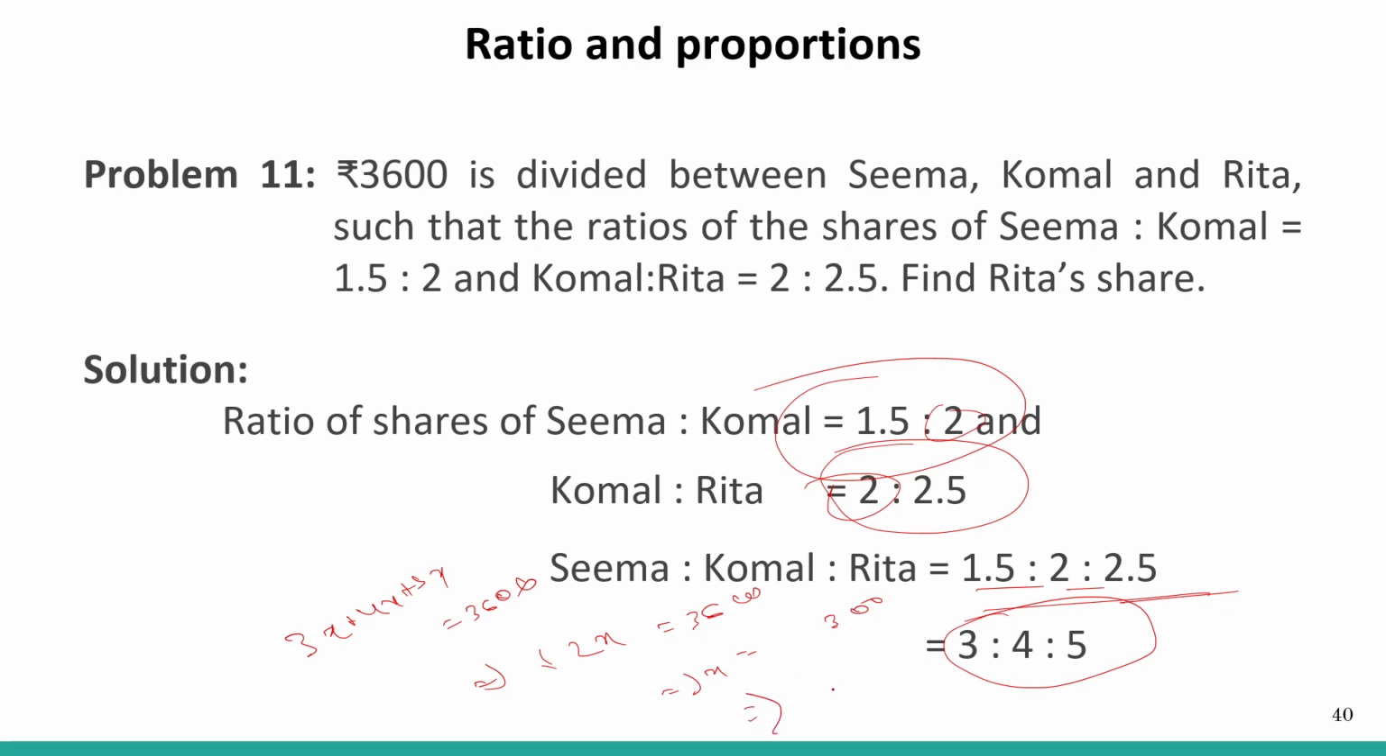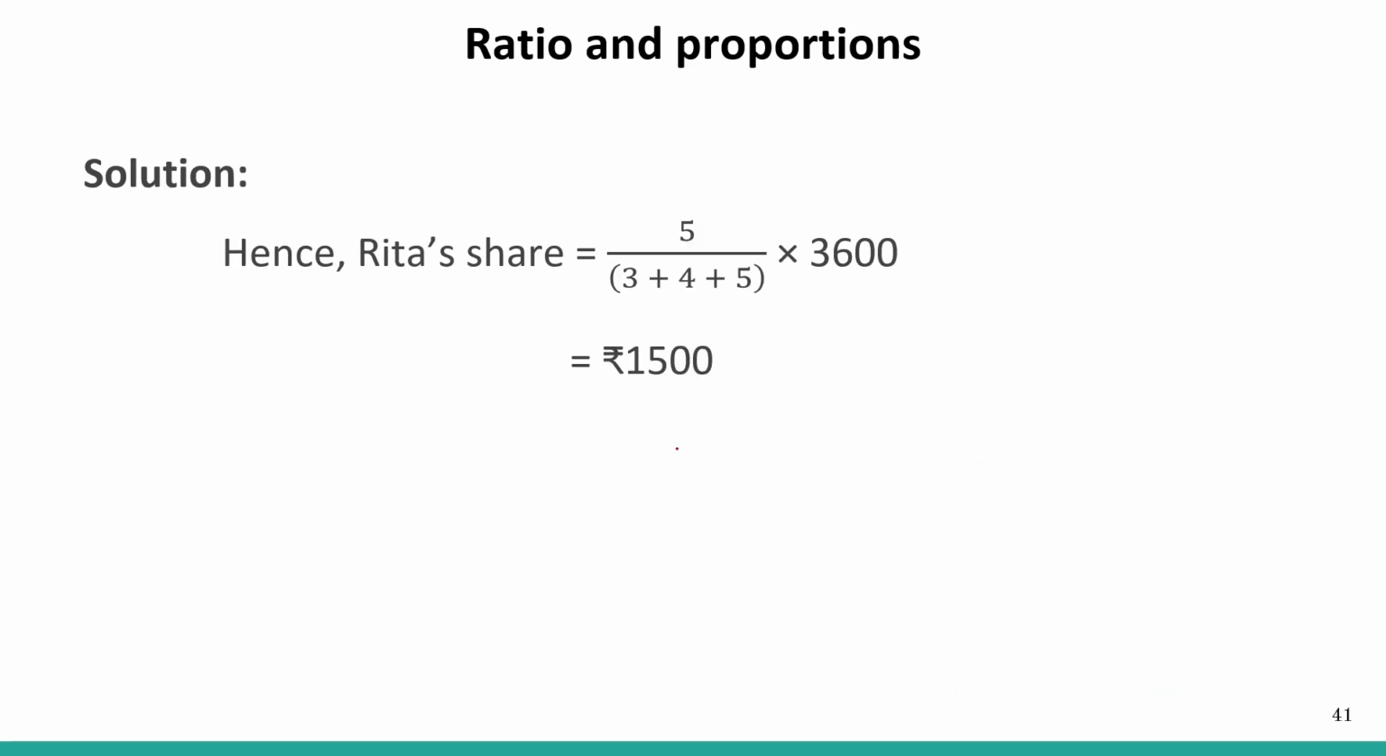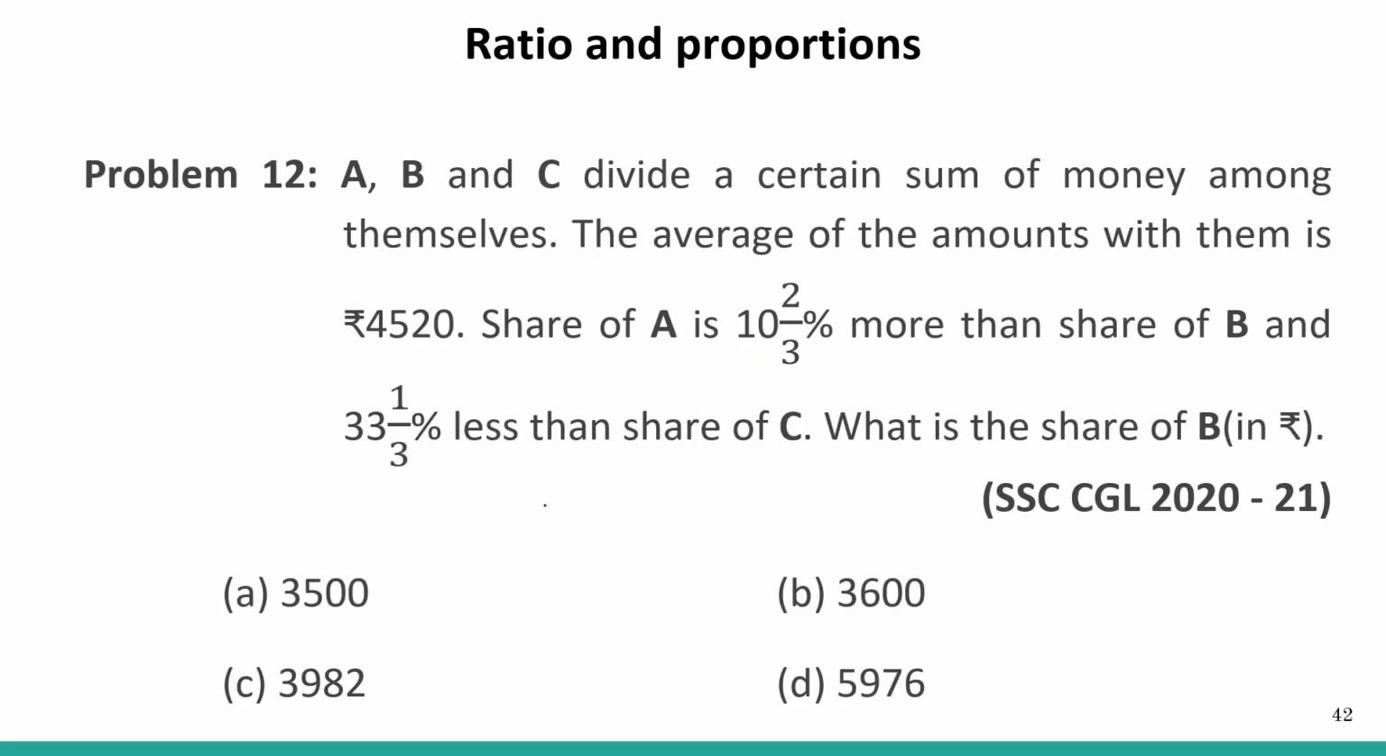So this implies that Seema's share is 900. Seema and Komal's share will be 3 into 4 is equal to 1200. And for Rita, 5 into 300, that is 1500. Okay. So for Rita's share, it will be 1500 rupees. So let's see problem number 12.